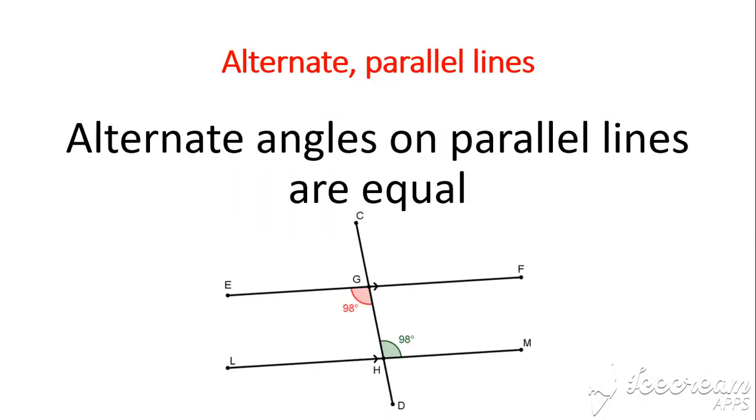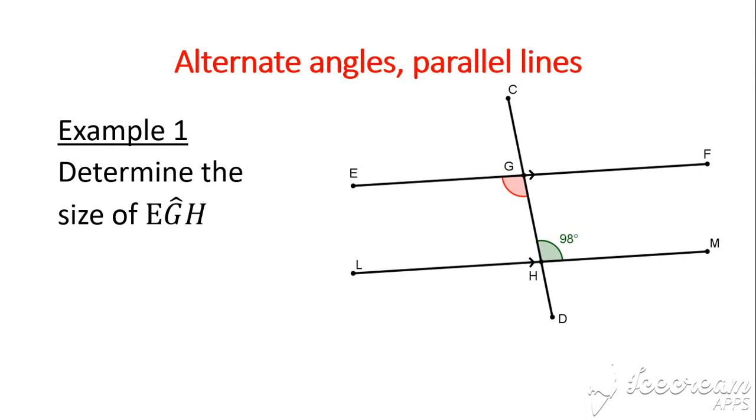All right, let's head back to the PowerPoint and get into a quick example to wrap up. So example one, we're going to determine the size of angle EGH, which is this red angle up here. Hopefully you've figured out very quickly that angle EGH is equal to 98 because it's an alternate angle with this 98 down here.